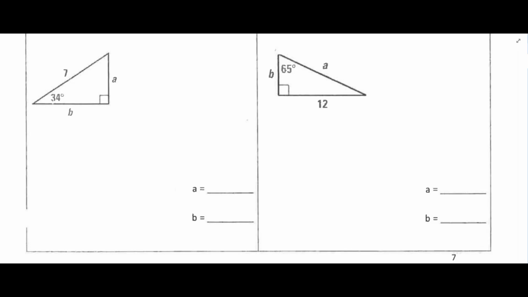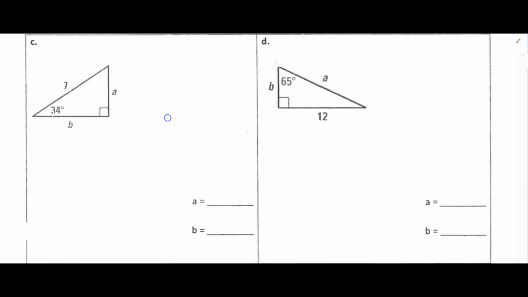Alright, we're going to continue with our second series of videos on section 12.1, trig ratios. In these videos we are concentrating on actually using the trig ratios to solve for the missing parts. So for example C here, we are looking for two sides of our triangle.